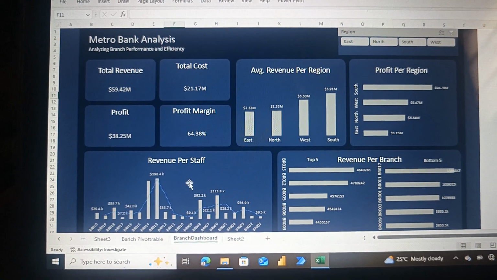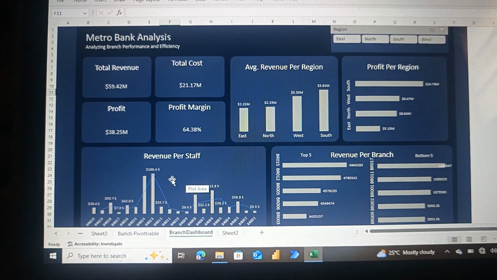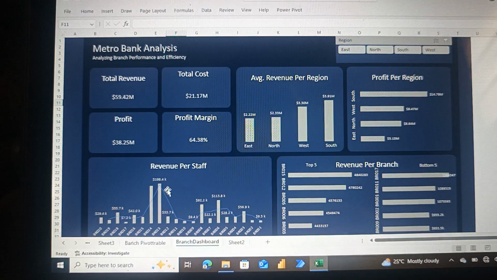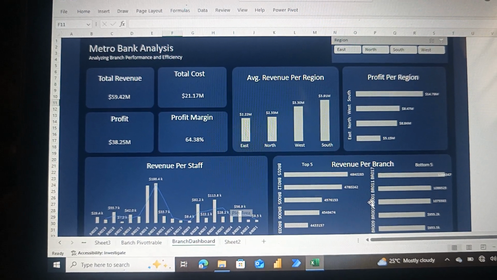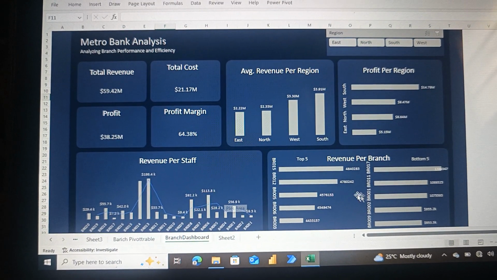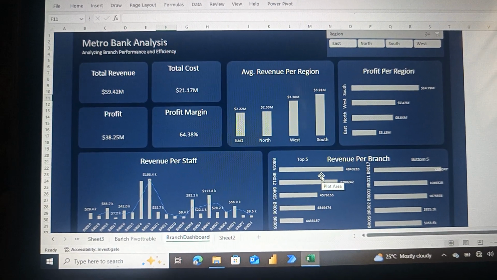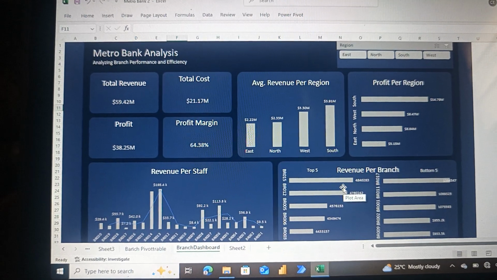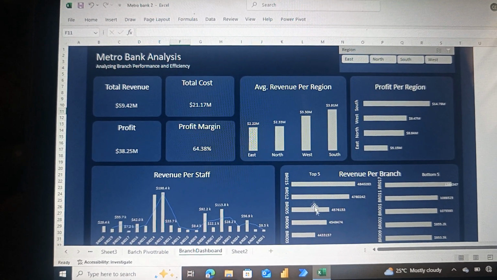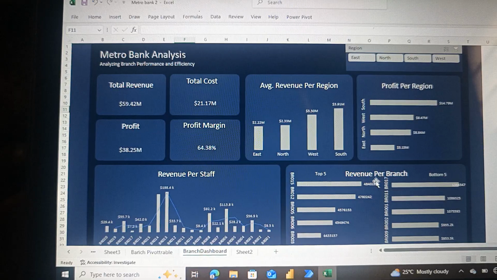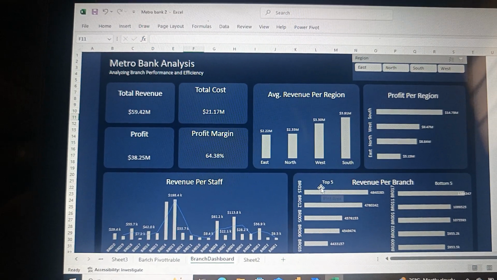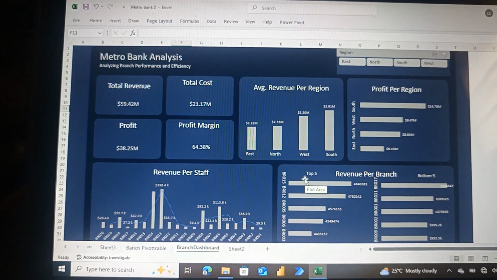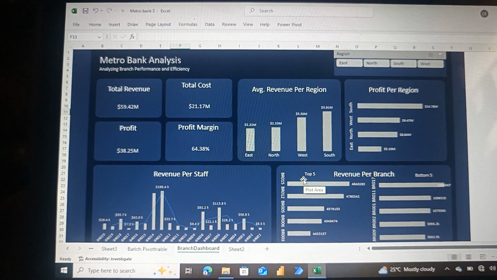Over here I calculated revenue per staff. And here I calculated revenue per branch. I decided to split it into two instead of having a long and bulky chart of branches and the revenues they generate. I decided to split it and show the most important, since the report is for our COO to know which branch to invest in.